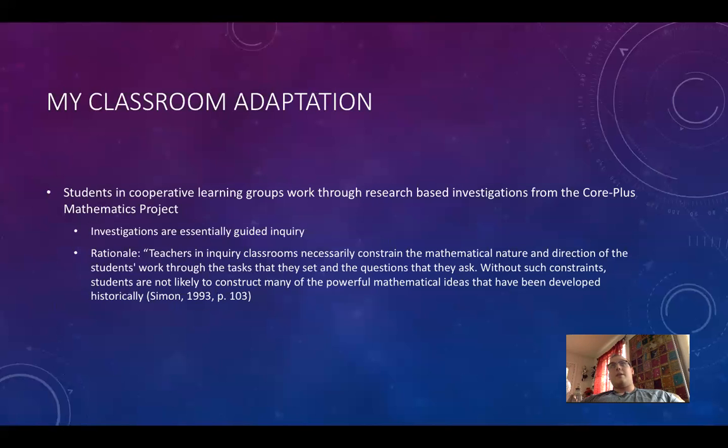So specifically in my classroom, kids work in cooperative learning groups, and they work through guided investigations from CPMP, the Core Plus Mathematics Project. We go through guided inquiry, and we have inquiry into mathematics and inquiry with mathematics. So there's a difference. Inquiry into mathematics is exploring the different processes and figuring out how math works.